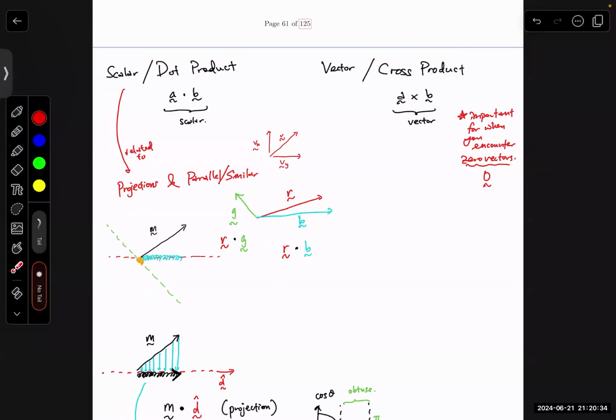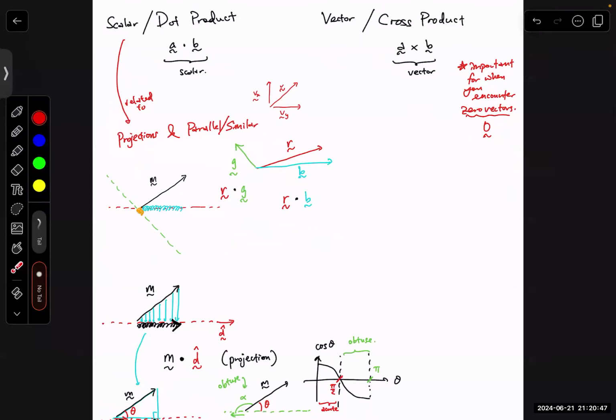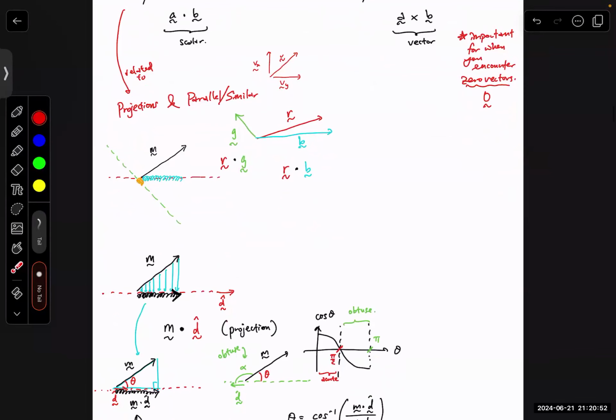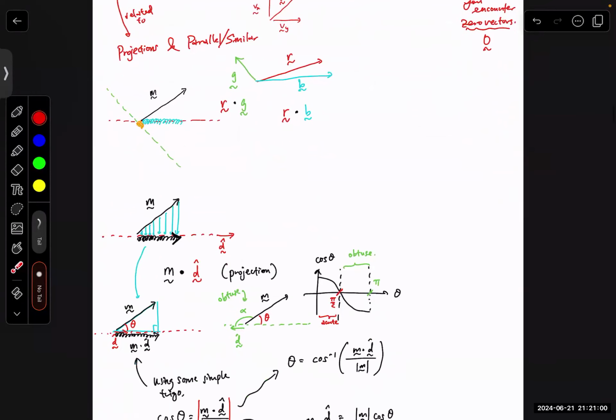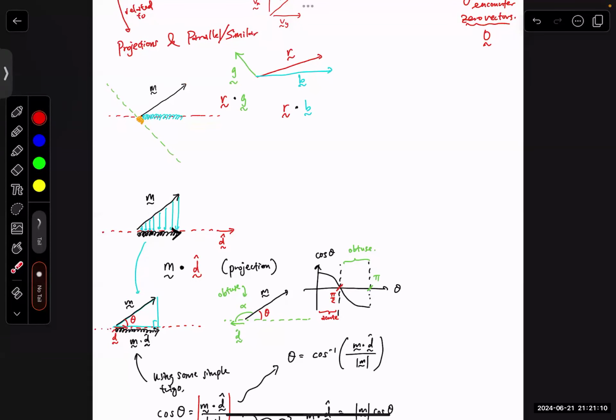Okay, so dot product. Let's go back to these two words, projection and whether something is parallel or similar. Projection is what we call this thing. When we slap this mosquito down, that's called a projection. The projection is vector m, or the mosquito vector, dot the direction vector. Sometimes the direction is pointing somewhat in the opposite direction, not really in the same direction as the mosquito's head. In that case, our projection will be negative.